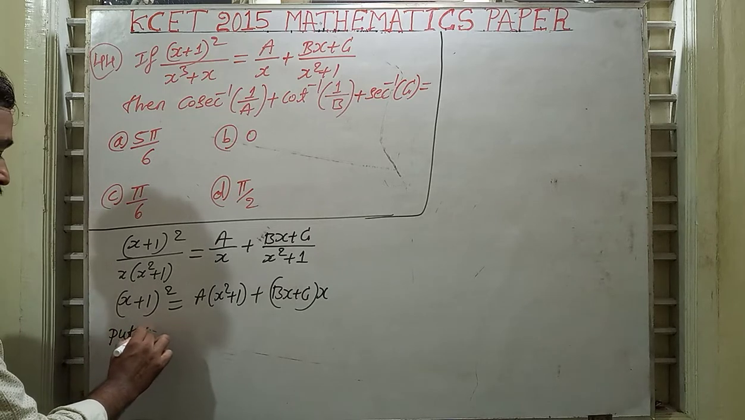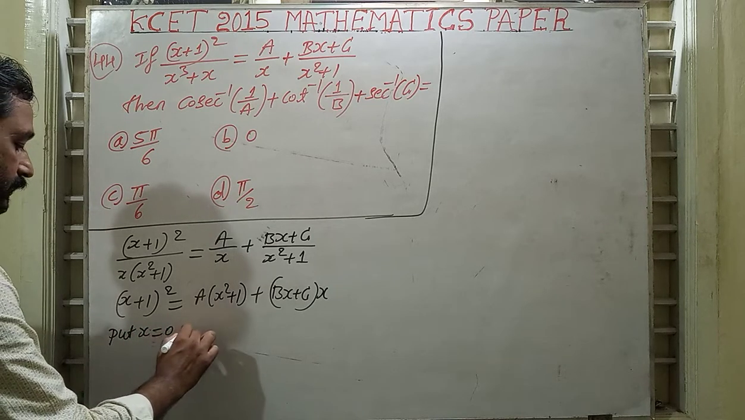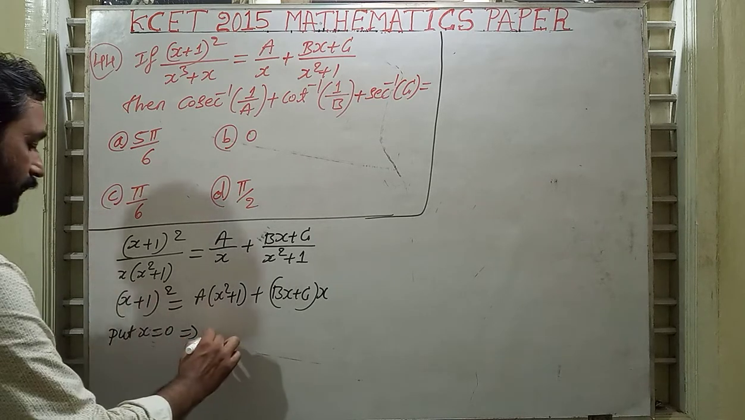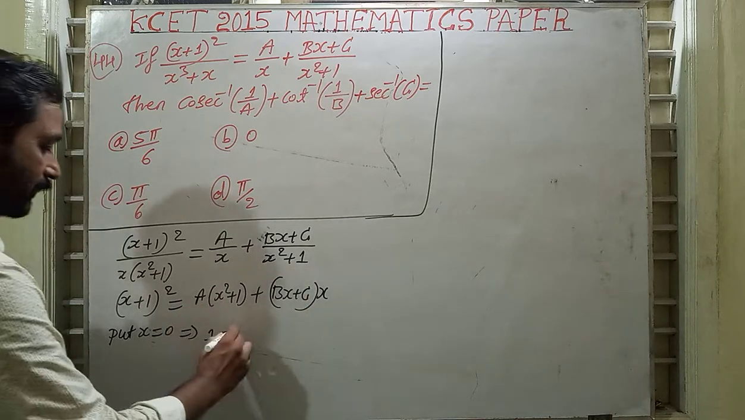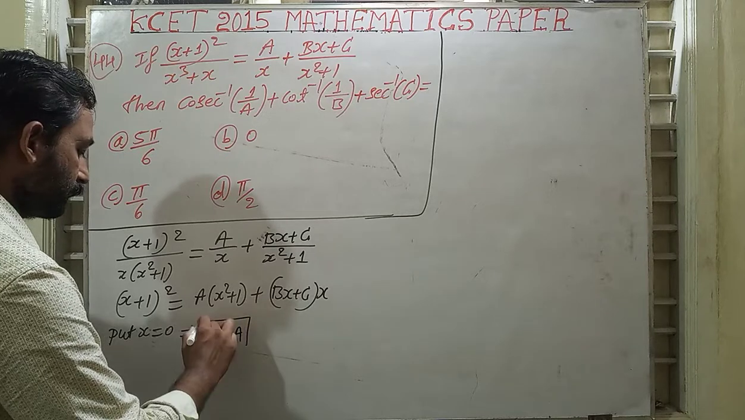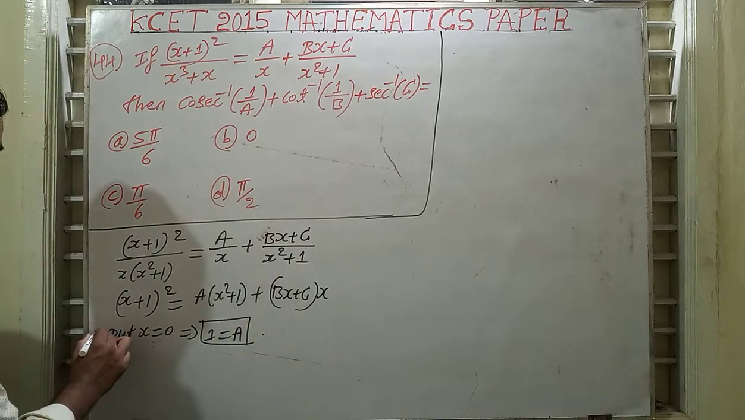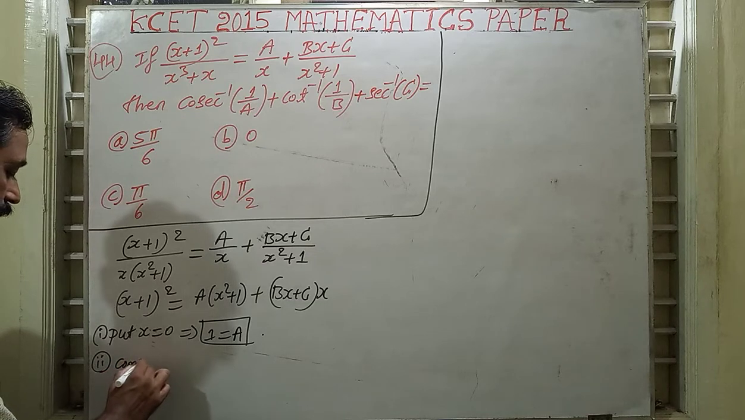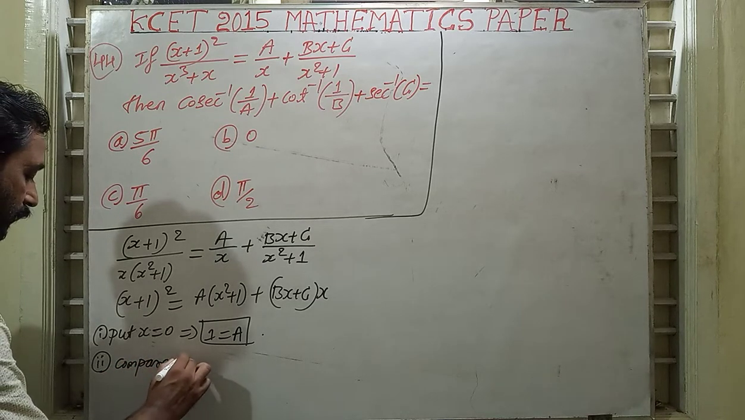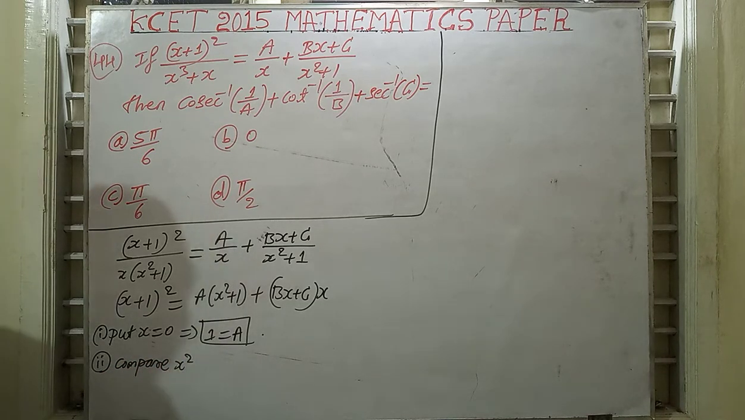Put x is equal to 0, this implies 0, 1 square is 1. So 0 multiplied by anything is 0, it becomes 1 into a is equal to 1. That is the first case. Now second case, compare the coefficient of x square on both sides.